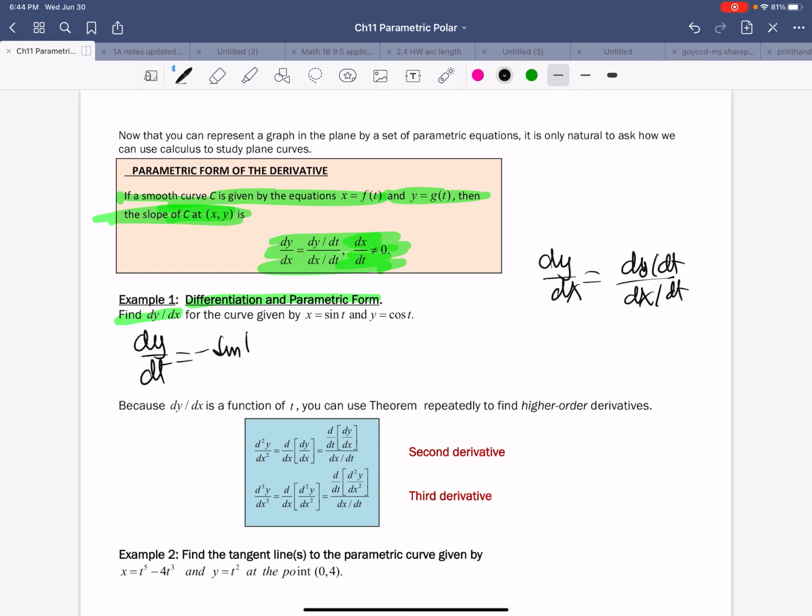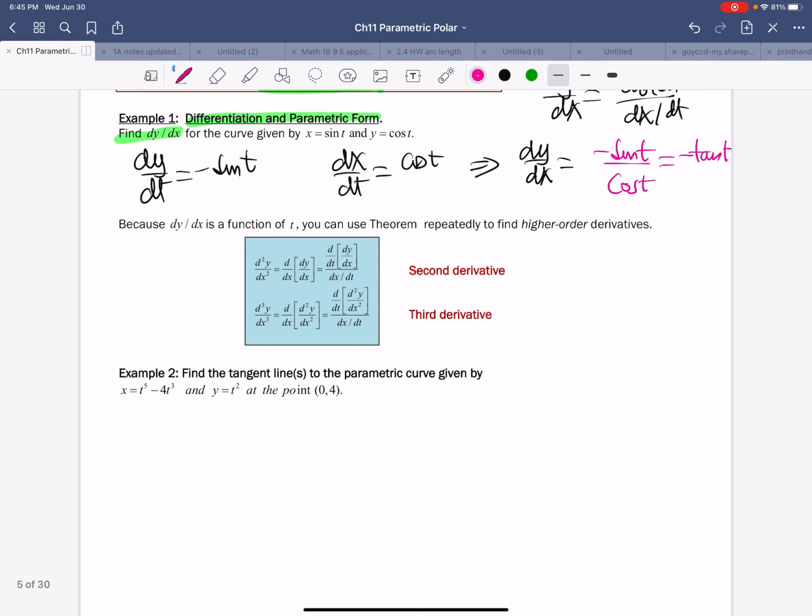dy/dt would be negative sine t, and dx/dt would be cosine t. Okay, so from here we can say dy/dx is going to equal negative sine t over cosine t, which turns out to be negative tangent t, and that is the derivative. So that's the slope of the tangent line to this curve, which is represented by x equals sine t and y equals cosine t. Now let's talk about the second derivative.